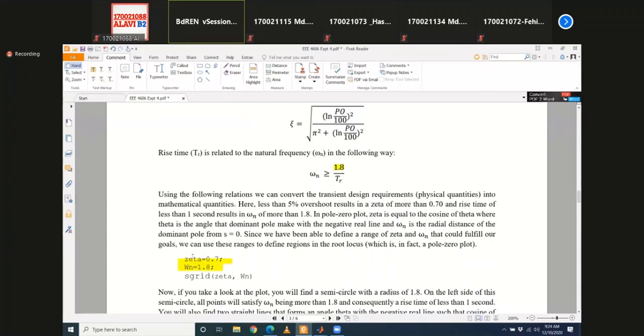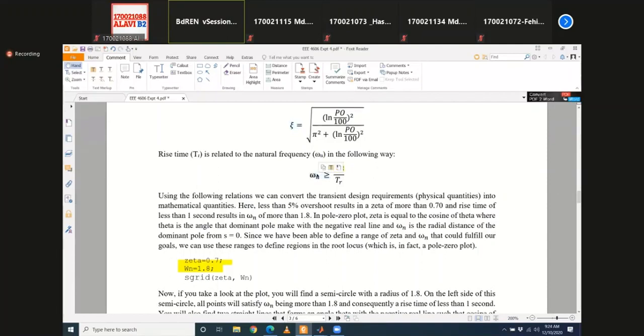Now you also need to know the geometric definition of zeta and omega n. I think you have studied this. In a pole zero plot, what are zeta and omega n geometrically? Yes, sir. Zeta is the cos theta, and what is the theta? The angle made with the negative x-axis, right? Yes. And what is omega n? It's just the distance from the origin. Distance from s equal to 0.